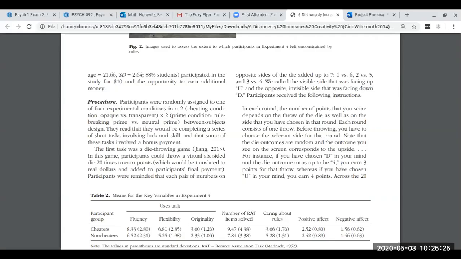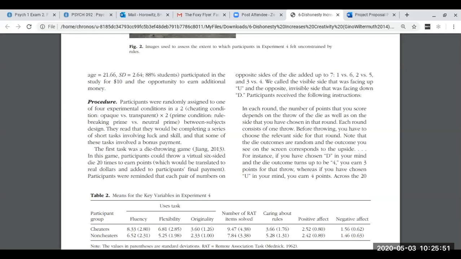They read that they would be completing a series of short tasks involving luck and skill, and that some of these tasks involved a bonus payment. The first task was a die throwing game. In this game, participants could throw a virtual 6-sided die 20 times to earn points, which would be translated to real dollars and added to their final payment. So it's kind of like going to Vegas, huh? Participants were reminded that each pair of numbers on opposite sides of the die would add up to 7.